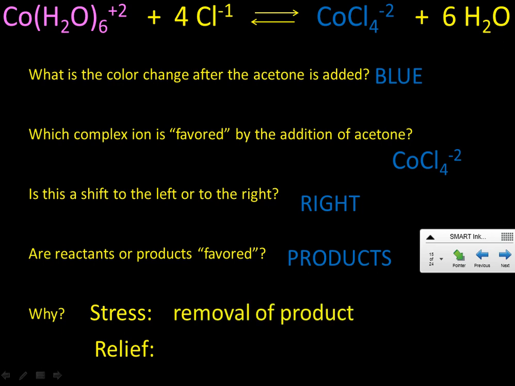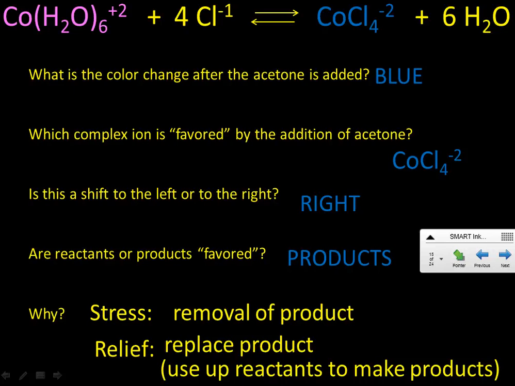We removed water. So if that's the stress, we have to counteract that. And if products are removed, the equilibrium is going to try to replace product. The only way that you can replace product is to use up reactants to make more products. So that's how that works. If you remove something from an equilibrium, the equilibrium system is going to respond by trying to make more of the thing you just took away to try to keep itself in balance.